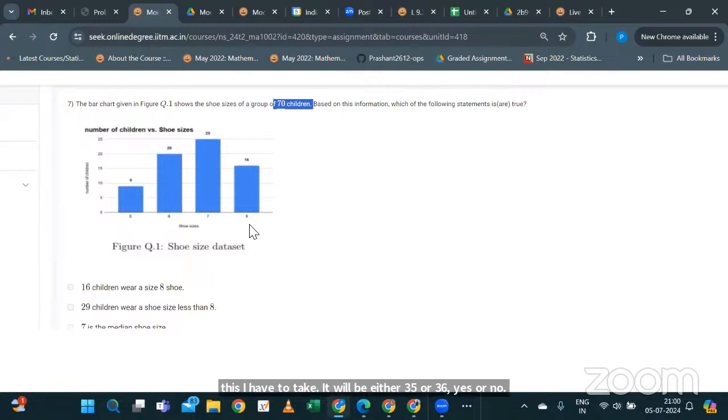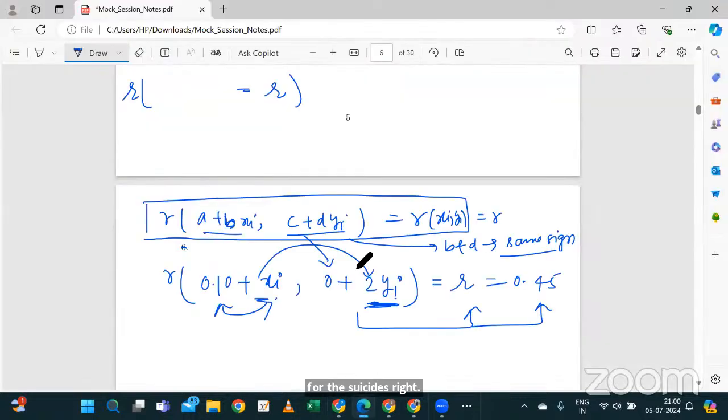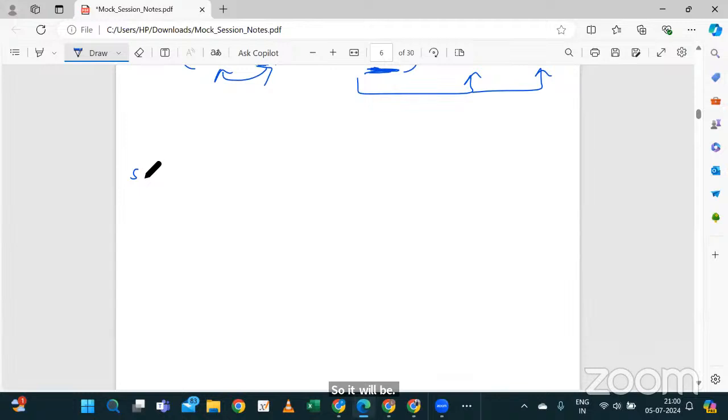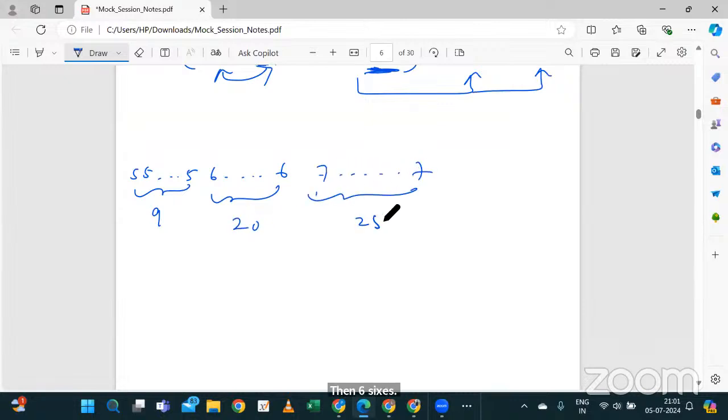Where will the 35th be? Here, right? Because 9 will be shoe size 5, then 20 are shoe size 6, so both together become 29. So the 35th and 36th will be for shoe size 7, right? Basically, the question is like this: there will be 5, 5, 5, 5, shoe size 5, 9 times, 6, 6, 6, 20 times, then 7, 7, 7, 25 times. So the 35th and 36th observations will be here. So 7 will be the median.